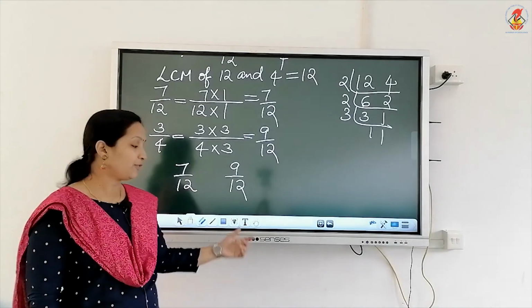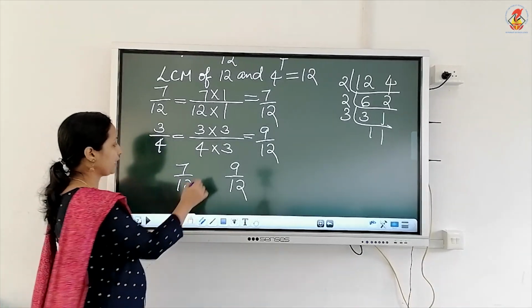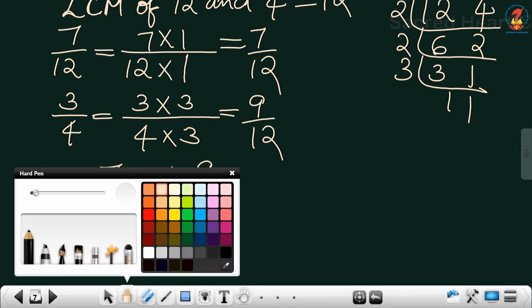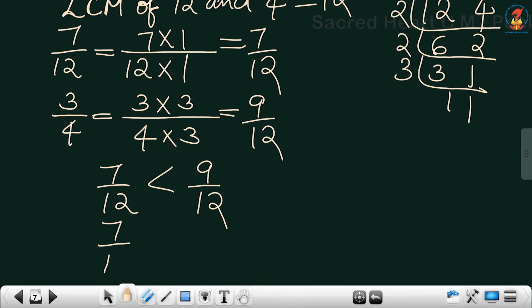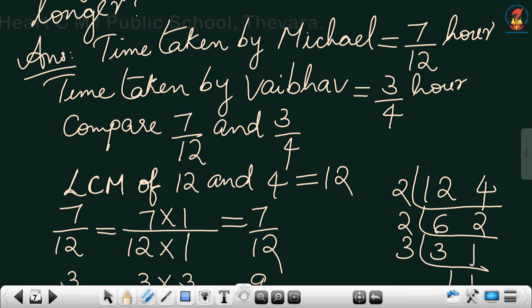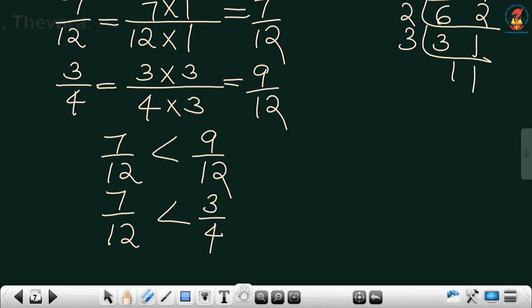Which one is greater? If the denominators are the same, the greater numerator will be the greater fraction. So we can say 7 by 12 is less than 9 by 12. And 7 by 12 is equivalent to 7 by 12 itself, which is less than 9 by 12, equivalent to 3 by 4. And whose time is 3 by 4? Time taken by Vaibhav is 3 by 4 and time taken by Michael is 7 by 12. So what answer did we get? 7 by 12 is less than 3 by 4.